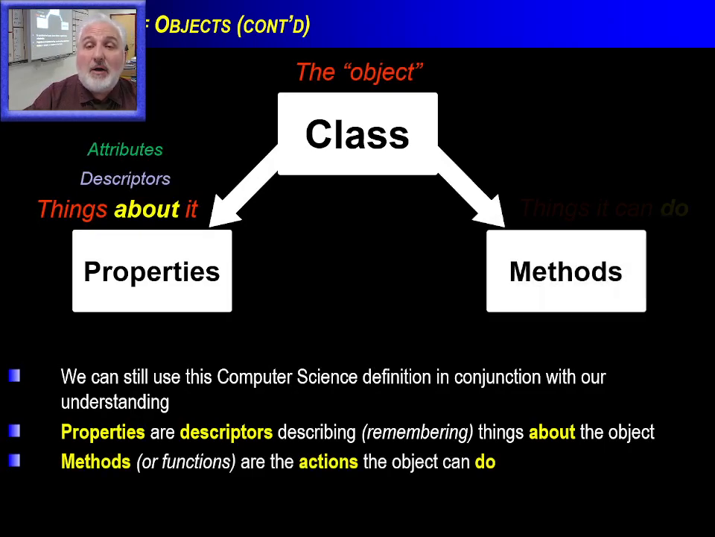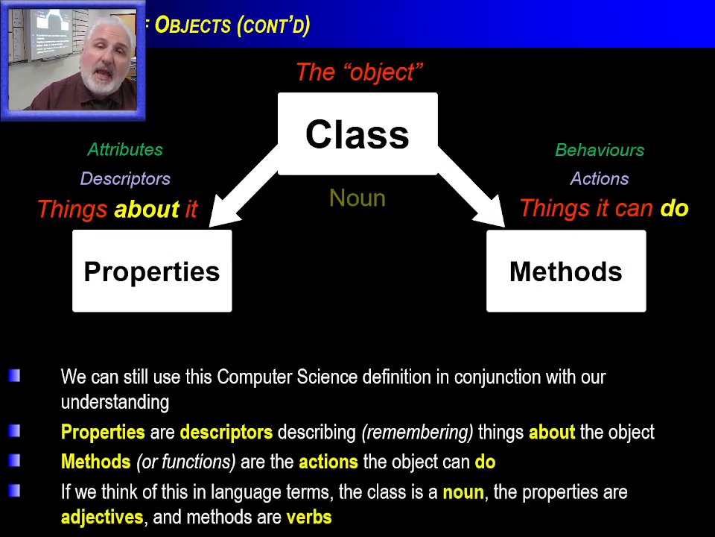Properties are things about the class. And again, I can also use the word object, the class or the object. They're not exactly the same thing, but in the context of this level of the discussion, we'll say they're the same thing. So properties are descriptors. They describe the class. They're attributes. They describe things about that class.